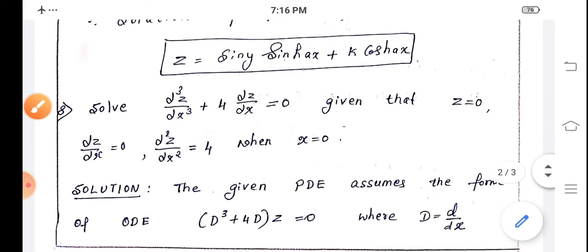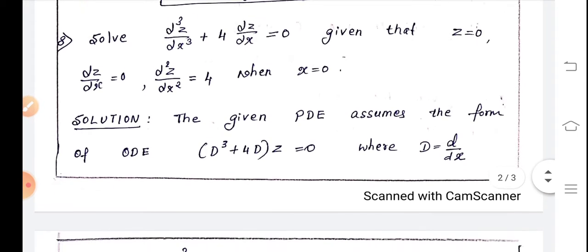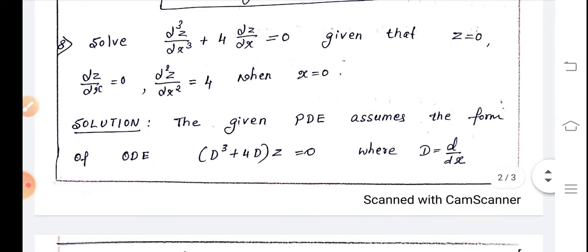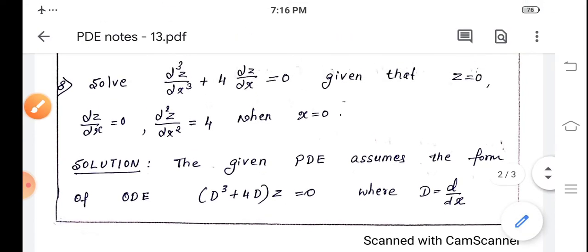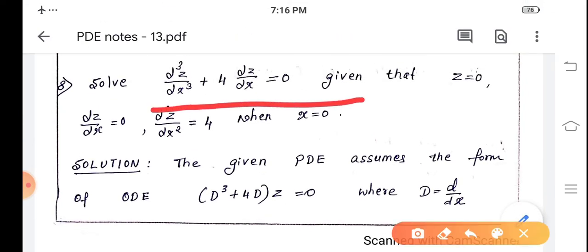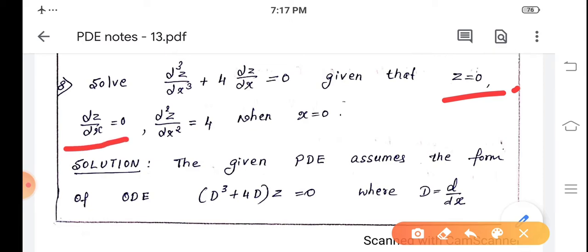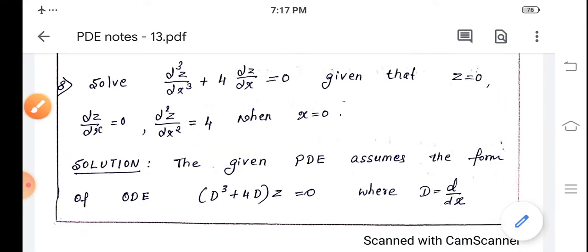We shall solve one more problem on solution of homogeneous differential equations. That is equation number 8. Solve del cube z by del x cube plus 4 into del z by del x equal to 0. Given that z is equal to 0, del z by del x equal to 0, del square z by del x square equal to 4 when x equal to 0. These are the given conditions.